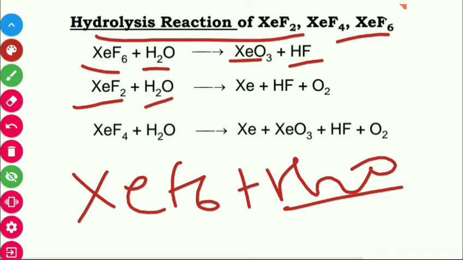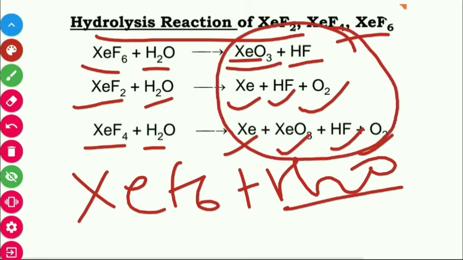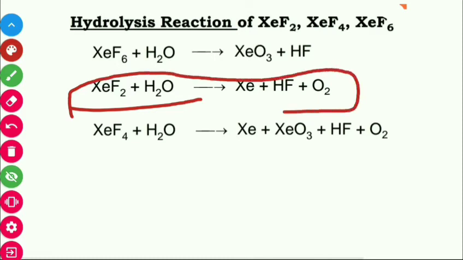XeF2 when it reacts with water forms xenon plus HF plus O2. When XeF4 reacts with water, it forms xenon plus XeO3 plus HF plus O2. So these are the different types of results we got when these compounds react with water. It will be directly asked in the paper what product is formed when XeF2 reacts with water. Then you just simply mention xenon plus HF plus O2.